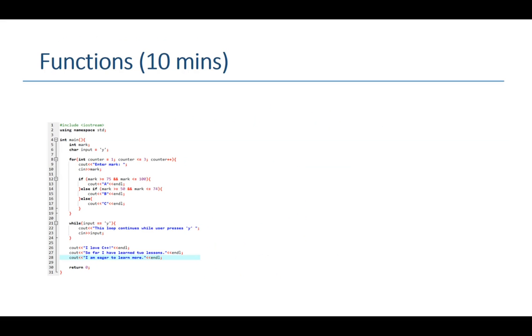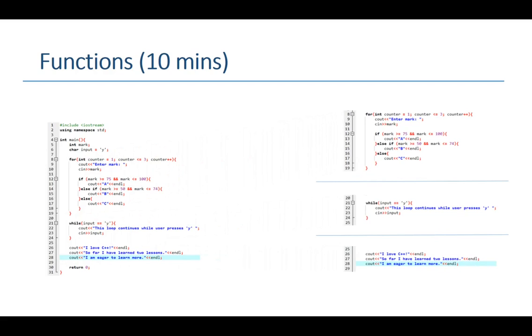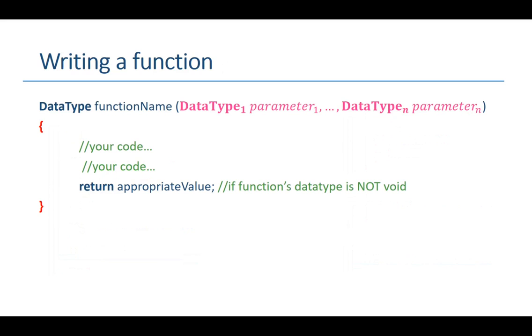Once your program grows, it becomes hard to manage it. Sometimes you can have more than 100 or 1000 lines of code. In that case, we divide the code into smaller chunks, which are called functions. We only cover functions in this video.